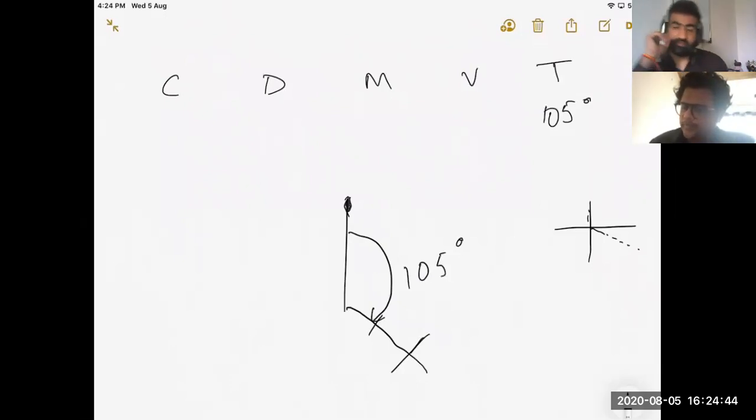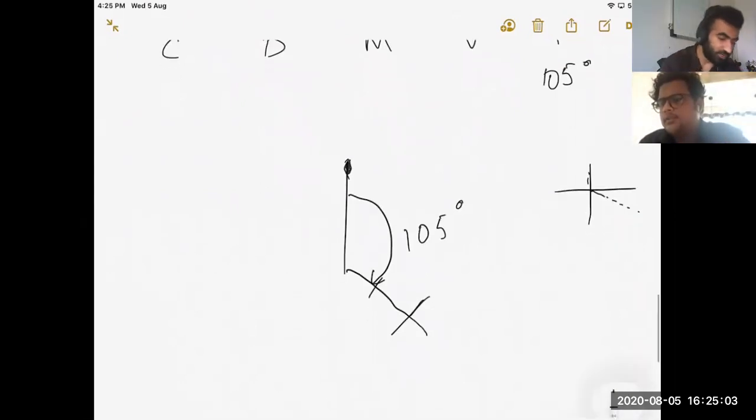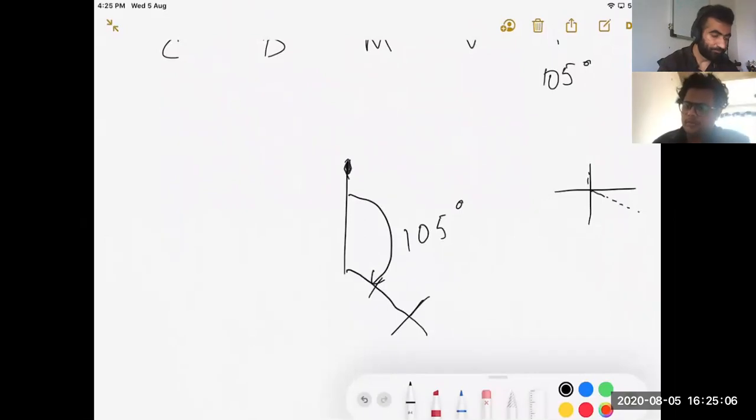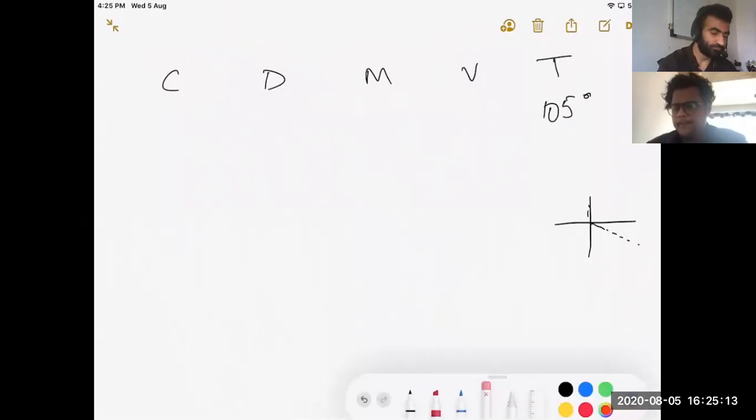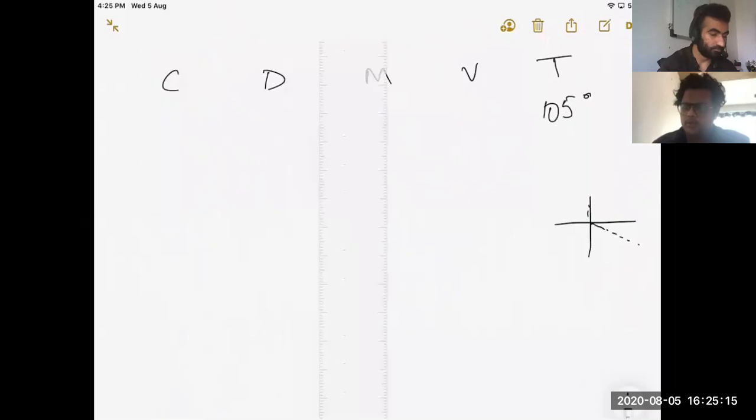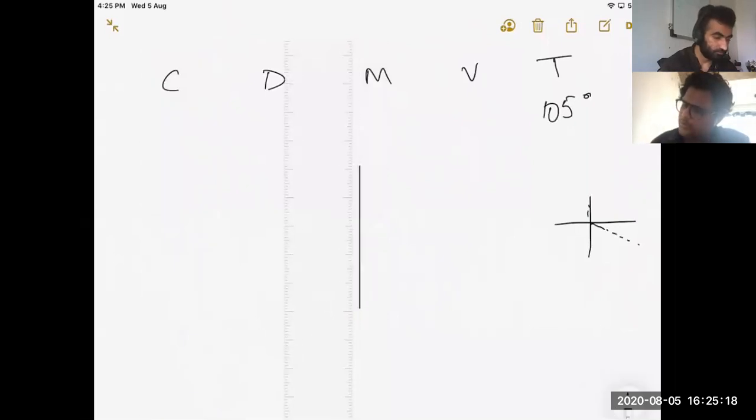Now what is the second given thing? The direction of the aircraft relative to magnetic north is 122. Okay, so what will we do? Can you repeat what was given? The direction of the aircraft related to magnetic north is 122.